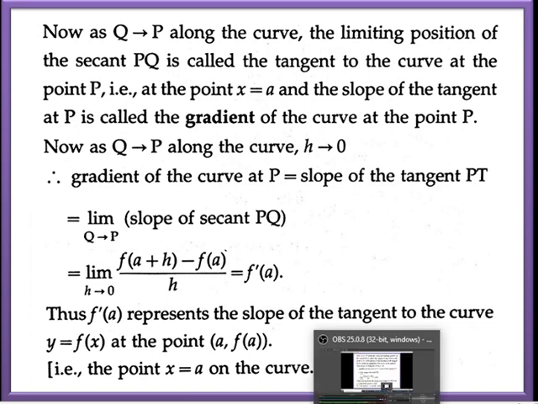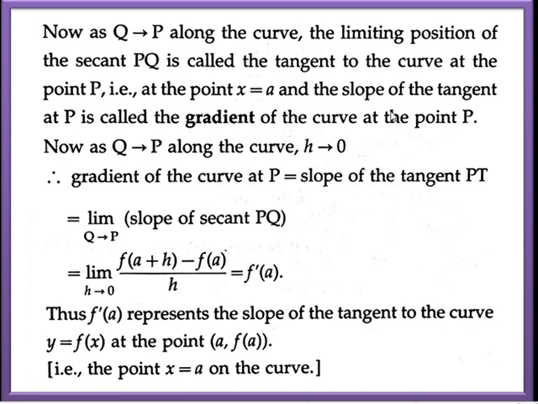Now as Q tends to P along the curve, h will tend to 0. Therefore the gradient of the curve at P is nothing but the slope of tangent PT, which is nothing but, I can say, the limit of the slope of secant PQ as Q approaches P, that is, the limit of f of a plus h minus f of a upon h as h tends to 0. You will notice that this is nothing but f dash of a. So the conclusion is f dash of a represents the slope of the tangent to the curve y equal to f(x) at the point (a, f(a)).